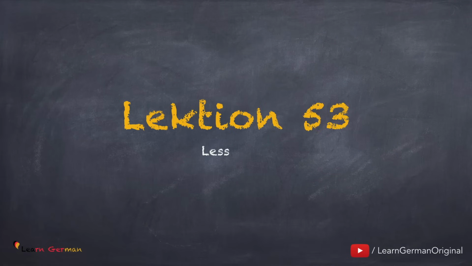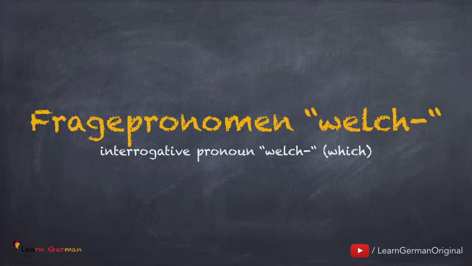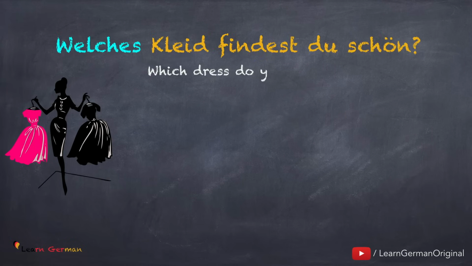So let's begin. Lektion 53. Fragepronomen welch. The various forms of welch are welcher, welches, welchem, etc. You use this interrogative pronoun when you're asking about something particular. Let's look at a few examples. And here's the first one.